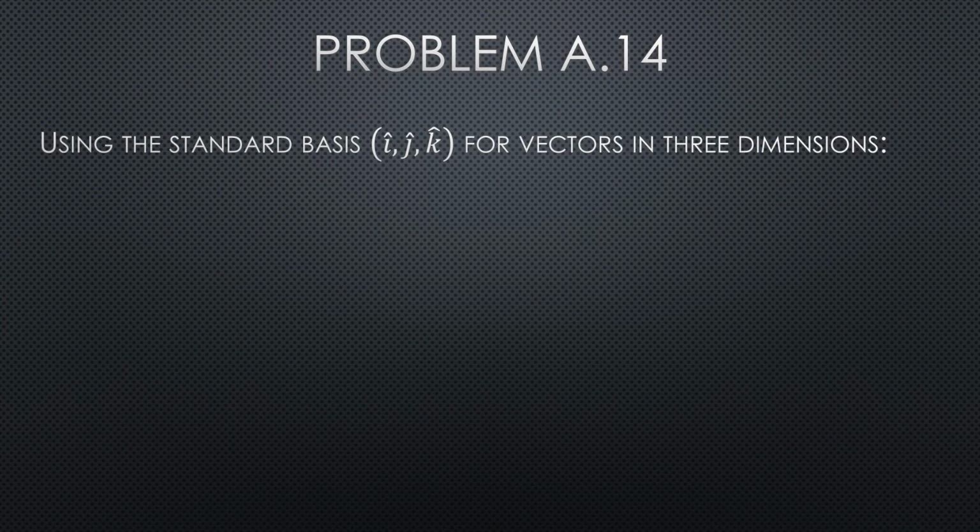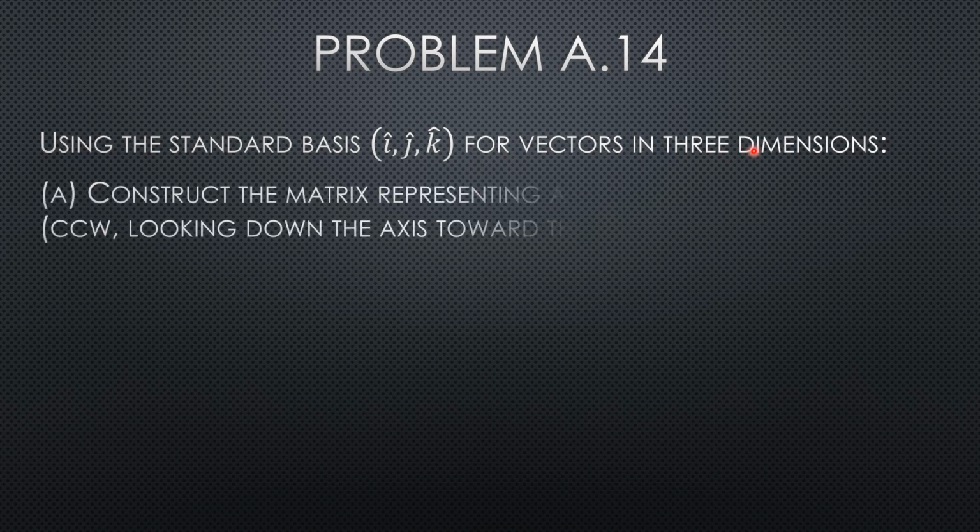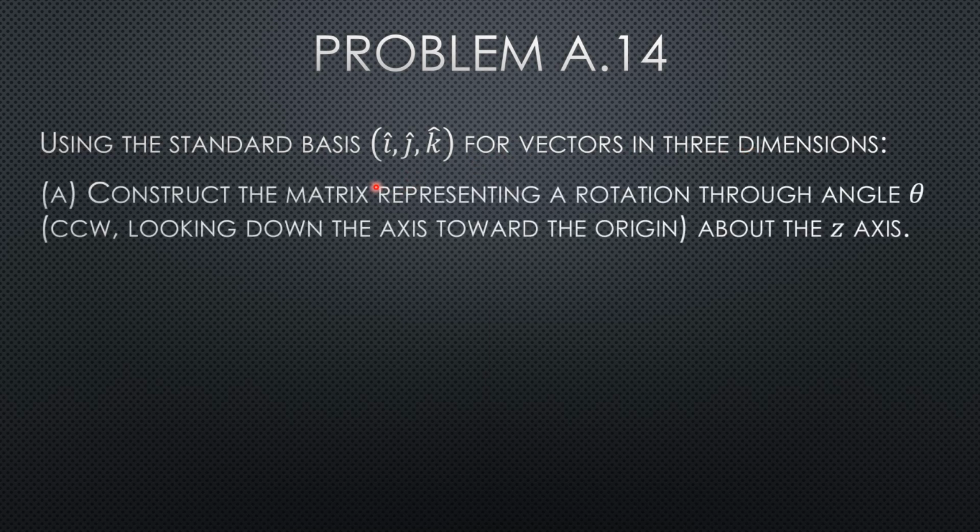In problem A.14, we're using the standard bases i hat, j hat, k hat, which are the traditional x, y, and z directions, for vectors in 3 dimensions. In part A, construct the matrix representing a rotation through angle theta counterclockwise, looking down the axis towards the origin, about the z-axis.